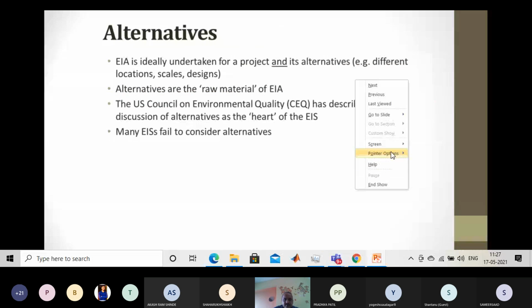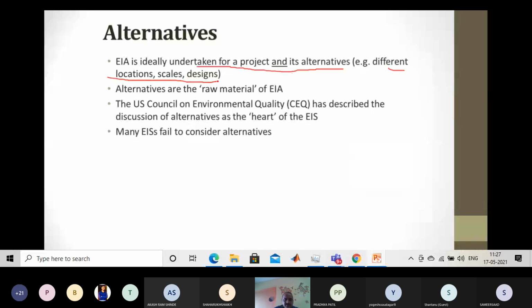EIA is ideally undertaken for a project and its alternatives: different location, scale and design. That will decide, and it needs to be decided for taking the correct alternative. Alternatives are the raw material of EIA. Alternatives are what? Raw material, because for the EIA, this is the raw material.